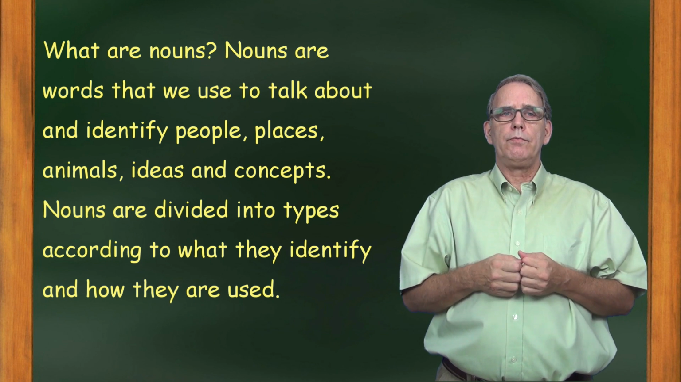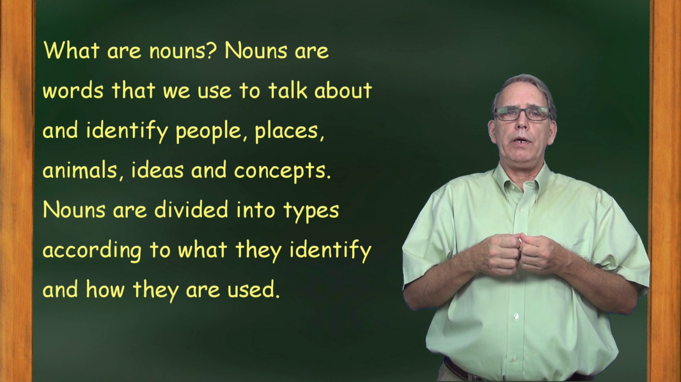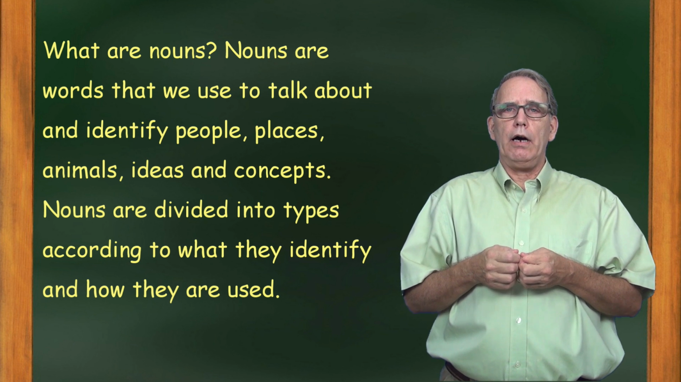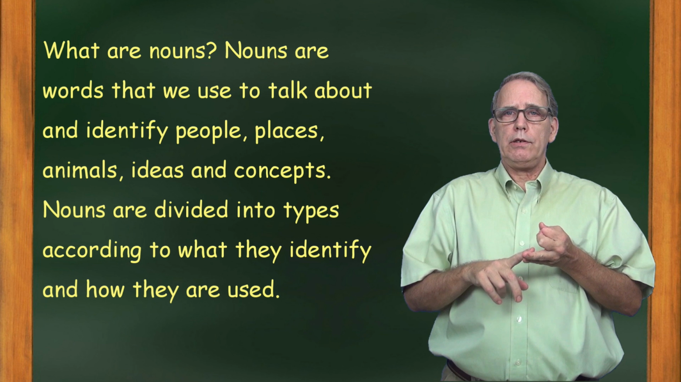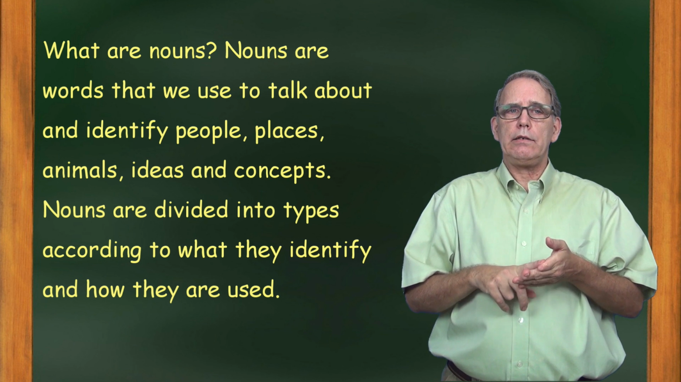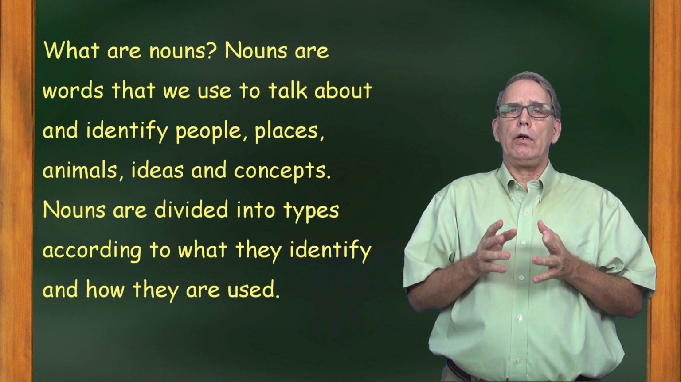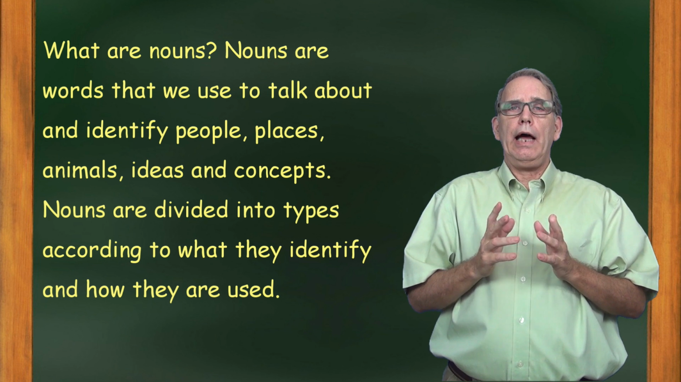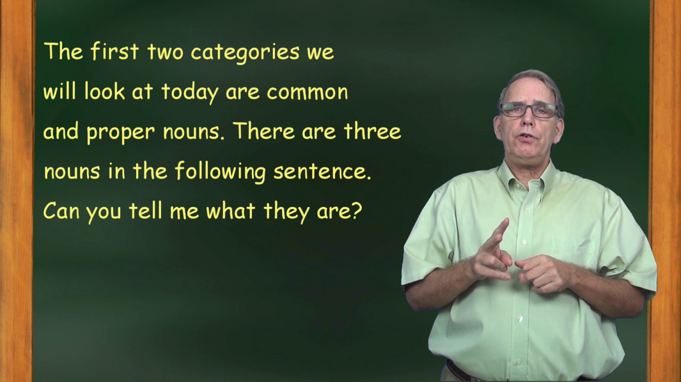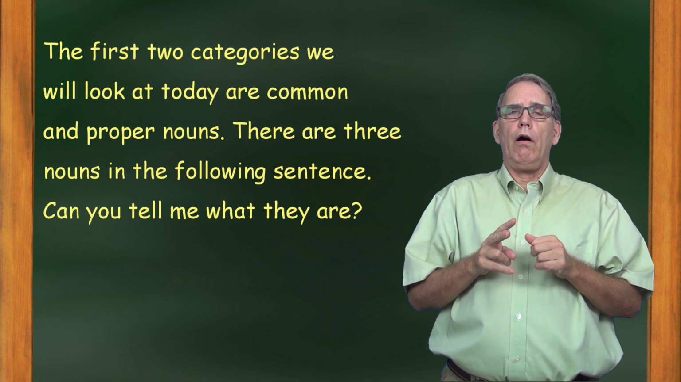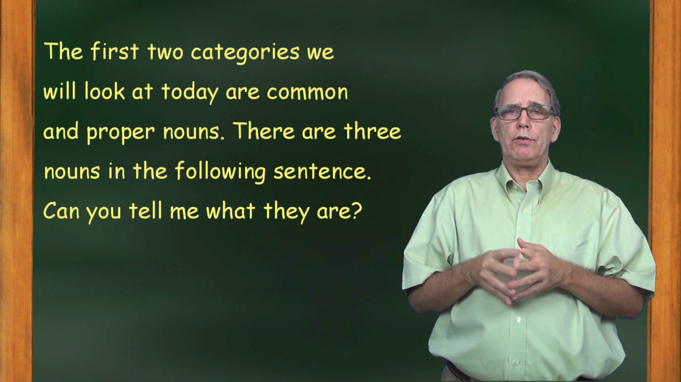What are nouns? Nouns are words that we use to talk about and identify people, places, animals, ideas, and concepts. Nouns are divided into types according to what they identify and how they're used. The first two categories we'll look at today are common and proper nouns.